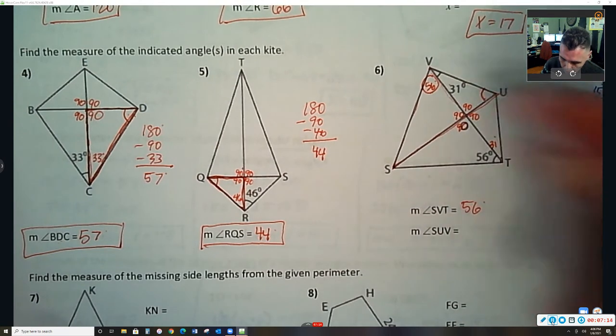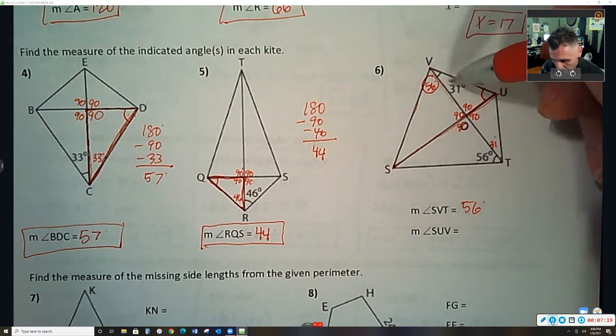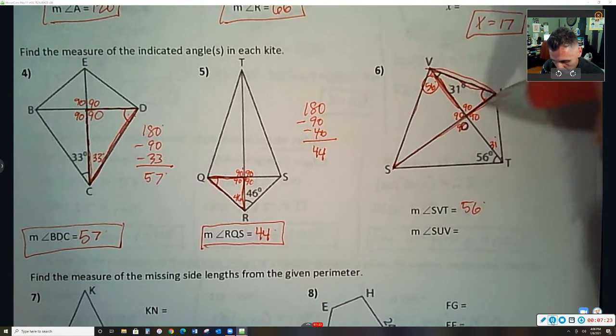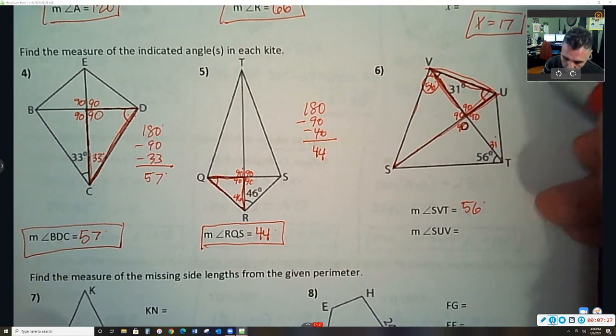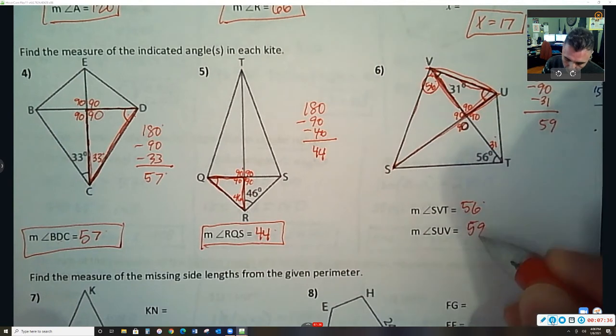SUV. And to figure out SUV, again, let's just focus on this red triangle here. That triangle, the three angles equal 180. I know one of them is 90. I know the other one is 31. Subtract those two and you're left with 59. So the one that's missing is 59.